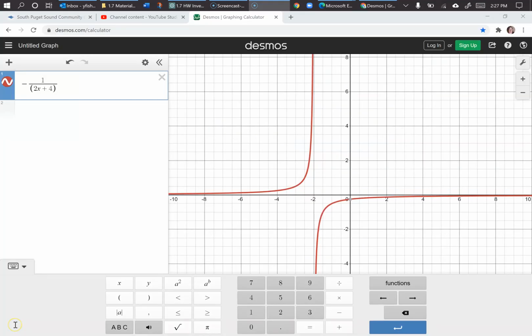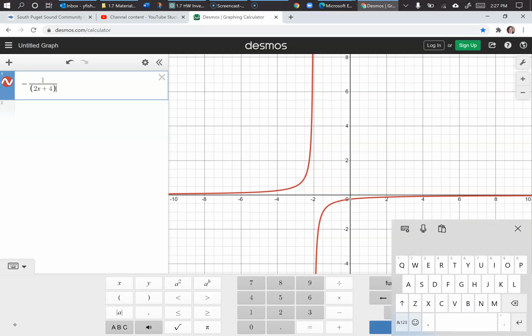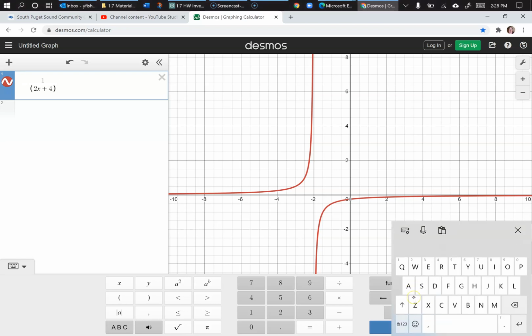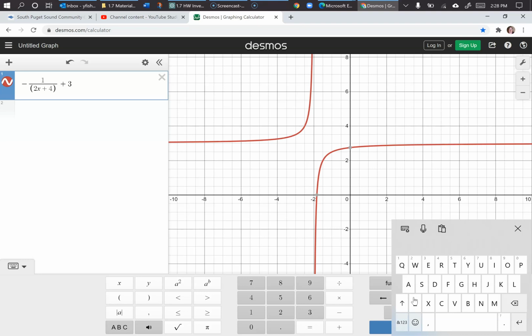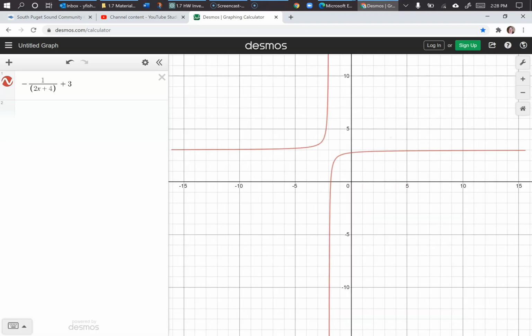Right, so I just went in Desmos. I started typing in the function. Just make sure you're using parentheses and stuff. So when I end here with the over 2x plus 4, I have to arrow over to get out from the denominator. So I wanted to show you how I did that. And then plus 3, otherwise it won't come out right. And here is your graph.